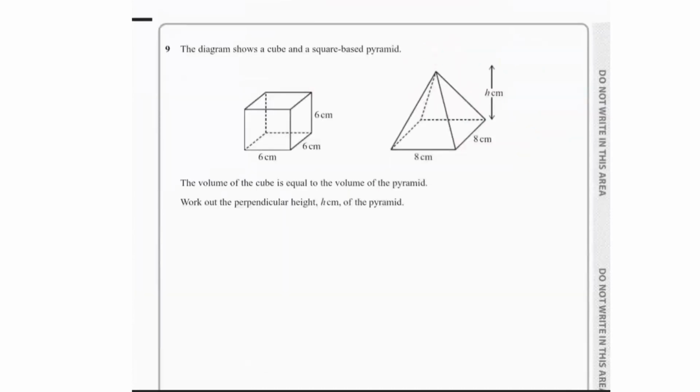Question 9 says the diagram shows a cube and a square-based pyramid. The volume of the cube is equal to the volume of the pyramid. Work out the perpendicular height, h centimeters, of the pyramid. So volume of cube is basically length cubed. In this case, our length is 6, so 6 cubed, which is 216 centimeters cubed.